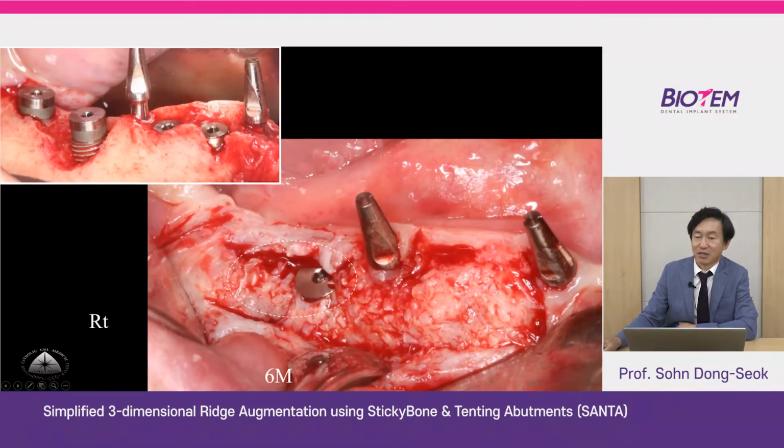This is the right side, posterior mandible. So you can see the vertical defect here. Sticky tooth bone alone was used, and I did the horizontal augmentation here with the same graft materials. Wow, you can see there is no migration of sticky bone after 6 months of healing in the premolar area. And this site was biopsied.